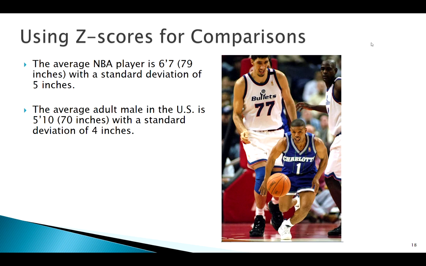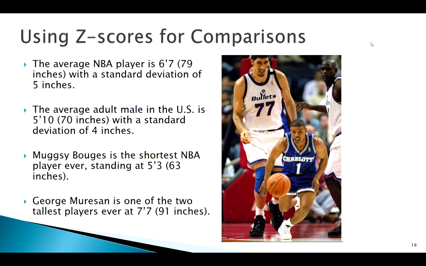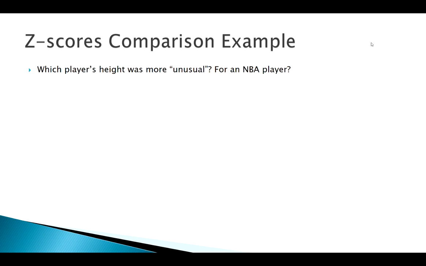Okay, maybe you recognize these guys, because this is a cool picture of the shortest NBA player ever, Muggsy Bogues. He was 5'3". And one of the two tallest NBA players ever, Gheorghe Muresan. Right, so this is a cool picture, because they're in the same shot. Now, both of these guys' heights are obviously unusual, but we want to think about what is more unusual. Are they more unusual with respect to each other when we're looking at the population of NBA players or the general population? So which guy's height was more unusual for an NBA player?